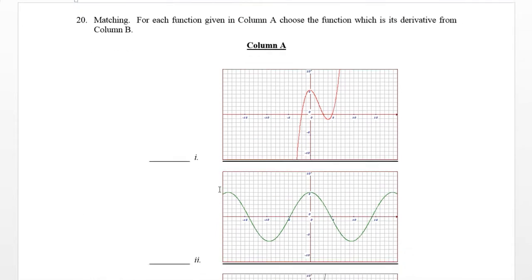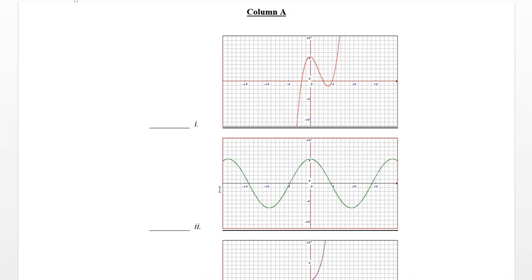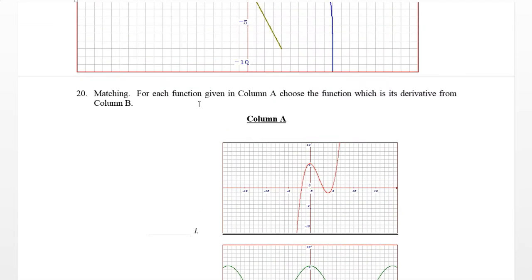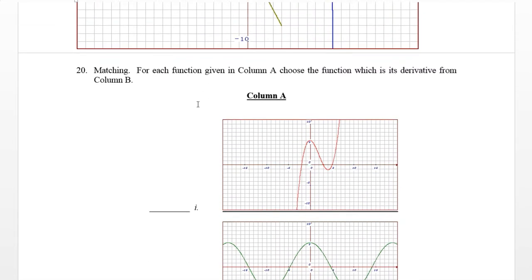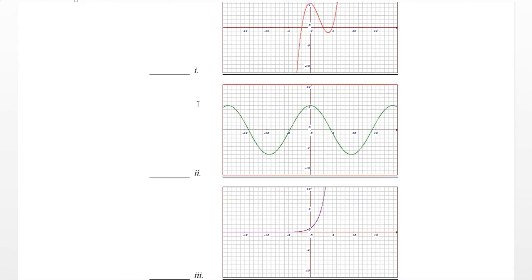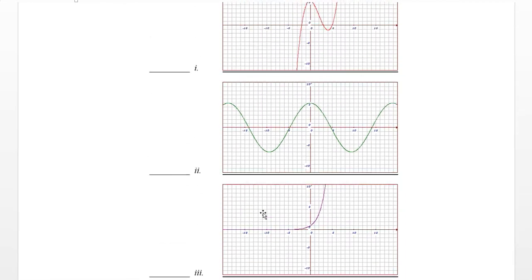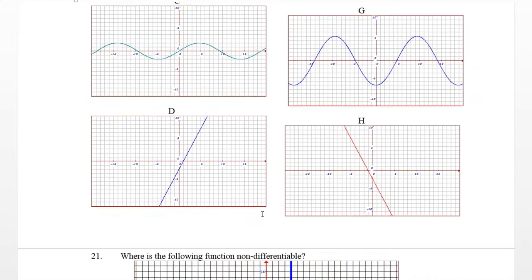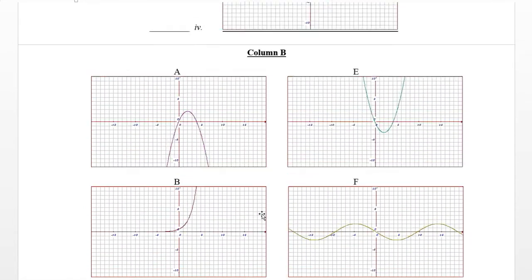Now the next one, I'm giving you some graphs here. Column A is an original function, and the next page will be all the derivatives, and maybe some extra ones that don't match up, because I think I've got more on the next page than here. So it says if the function looks like this, what does its derivative look like? If the function looks like this, what does the derivative look like? And then this, and then this. Here are choices for the derivative. We've got to find which one matches with which one.